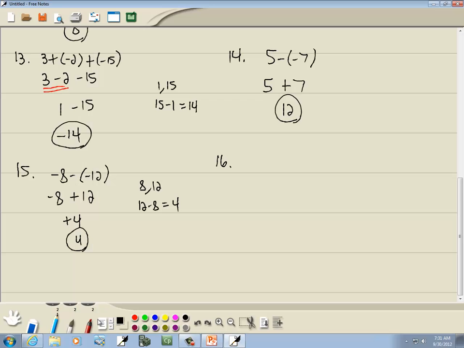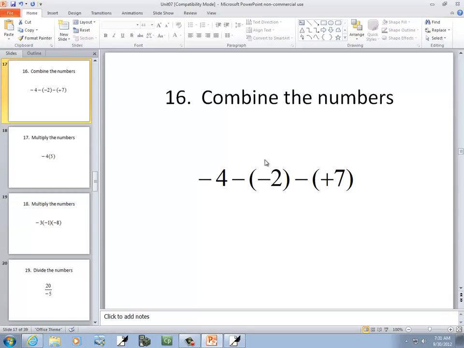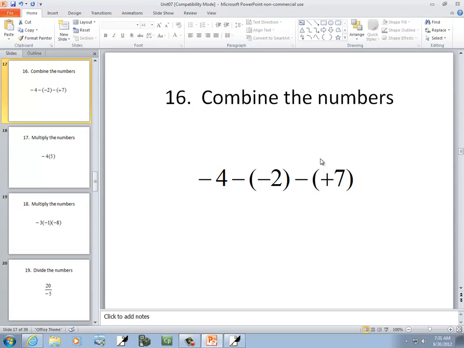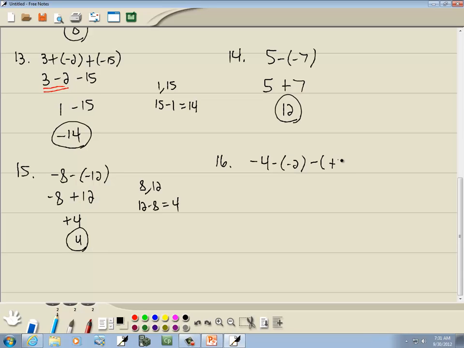Now number 16. Negative 4 minus a negative 2 minus positive 7. Now I don't think too much about these. I just apply my formulas, my rules. Now here we got a negative parentheses negative. That becomes a positive. So we got positive 2.